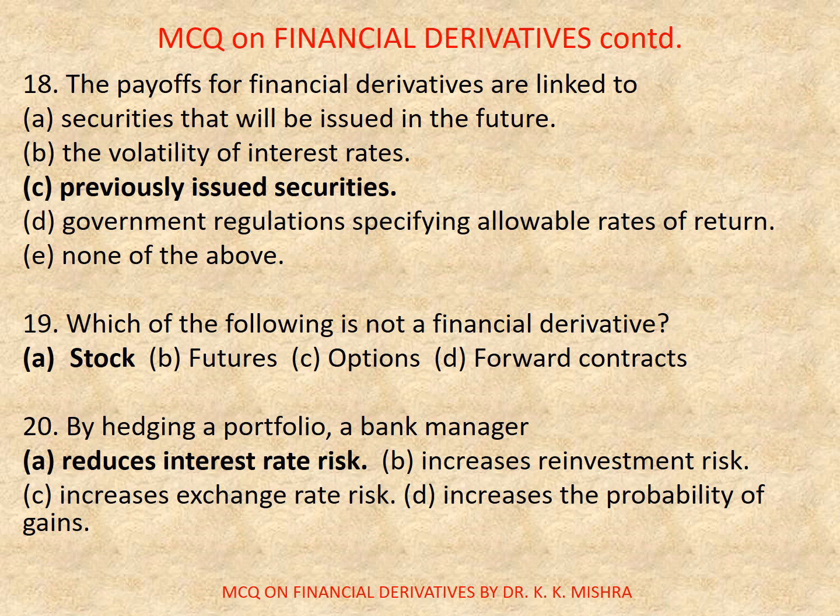Question number 19. Which of the following is not a financial derivative? Options are A. Stock, B. Futures, C. Options, D. Forward contracts. Correct option is A. Stock.